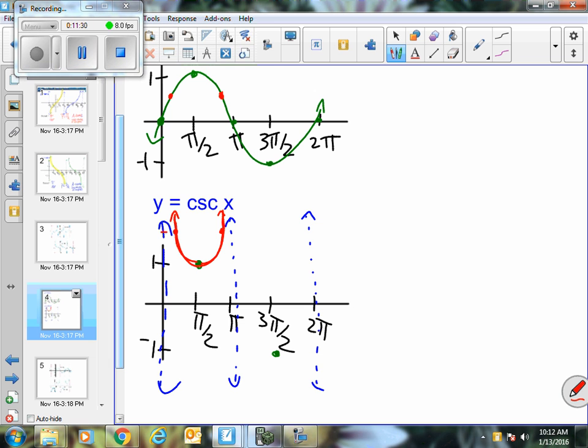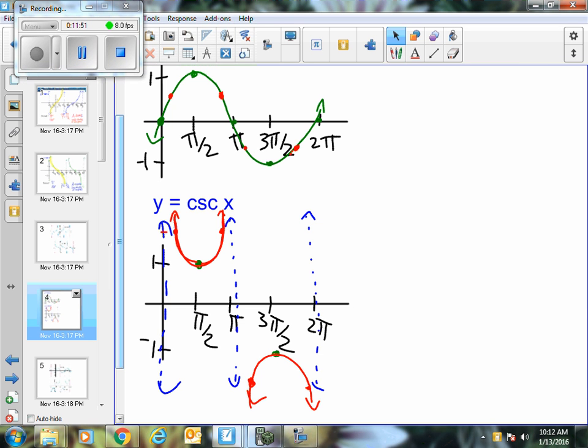So what's going to happen between pi and 2 pi? Well, you can do the same thing here. You could do your negative 1/2 at 7 pi over 6. That means it's going to be a negative 2 at 7 pi over 6 for the reciprocal. Same thing here in quadrant 4, we'd have a negative 1/2, so we're going to have a negative 2. So what you get is that same parabolic shape, but opening down.